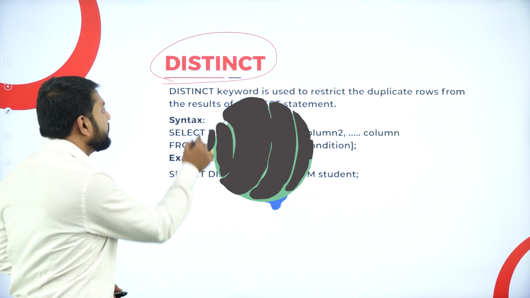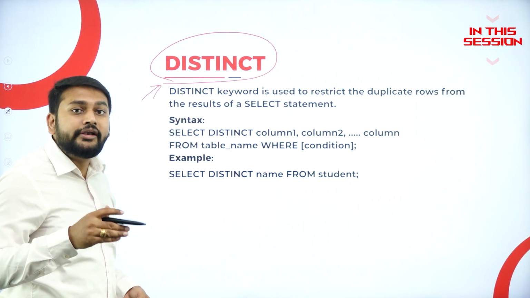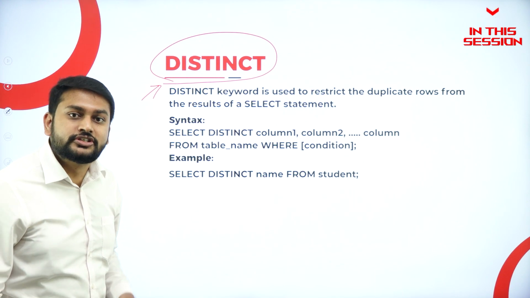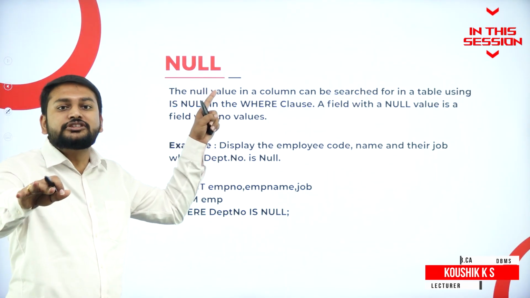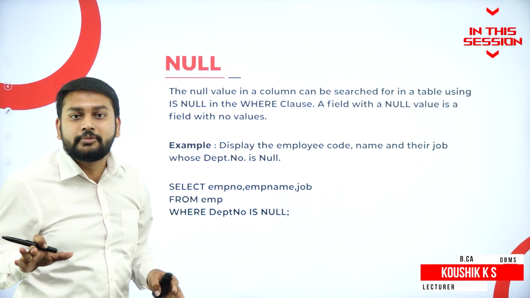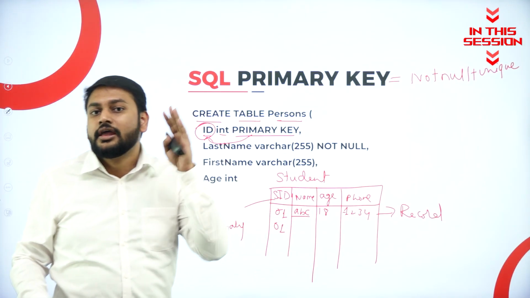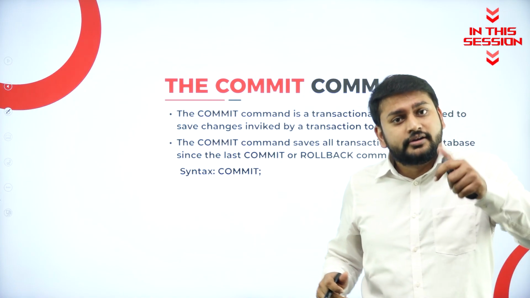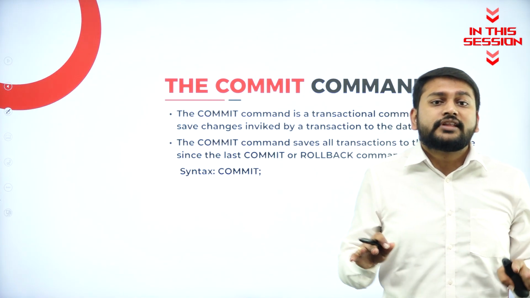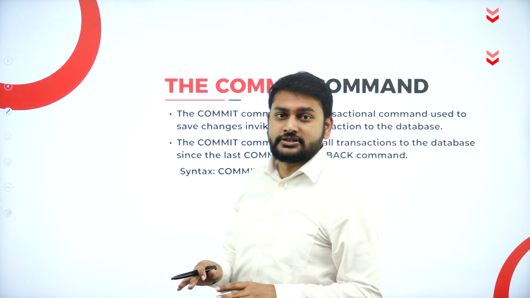With the help of distinct, I can avoid the duplicate values. Null represents the absence of the value in the table. Primary key will be unique for each and every record. Commit, in the sense, you are saving whatever work you have done till now in the database.